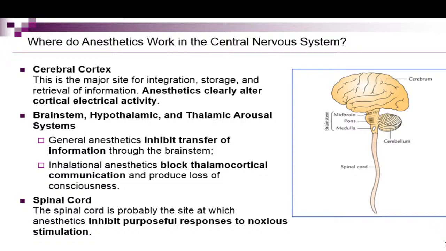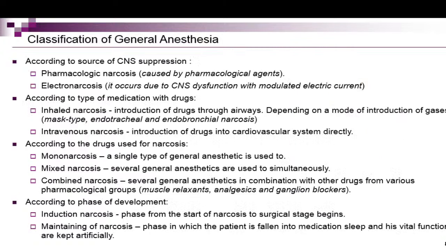And spinal cord. Spinal cord is a second large part of the CNS. Spinal cord accepts and conducts nervous stimulation from the periphery and directs these nervous stimuli to the brainstem and brain cortex. The spinal cord is the site at which anesthetics inhibit purposeful responses to noxious stimulations, and through the brainstem, through the spinal cord, the brain regulates all functions of peripheral systems and organs.